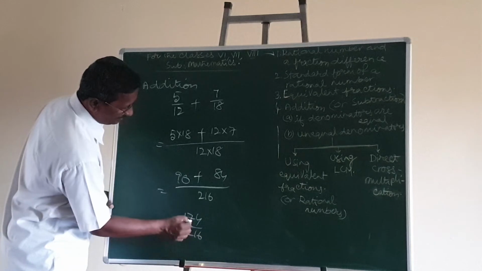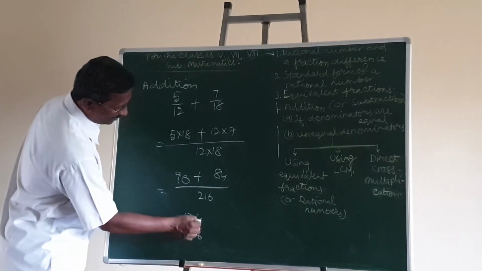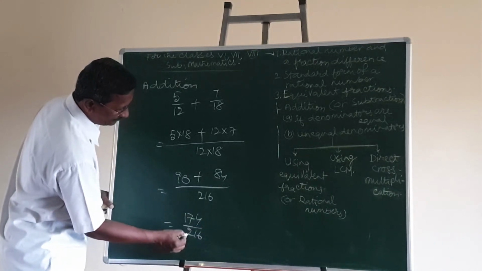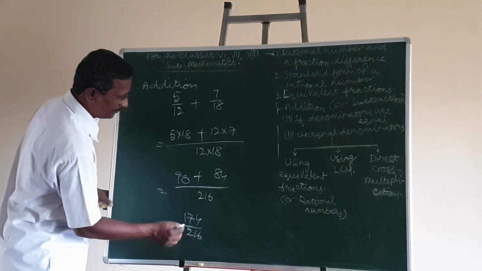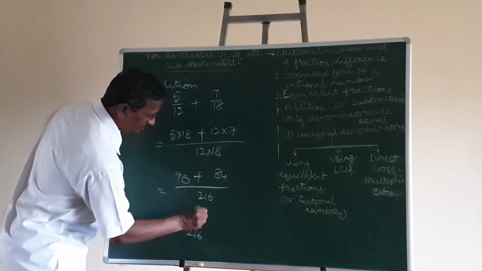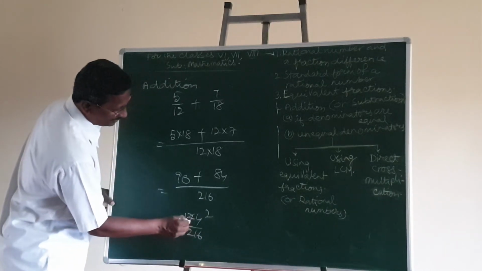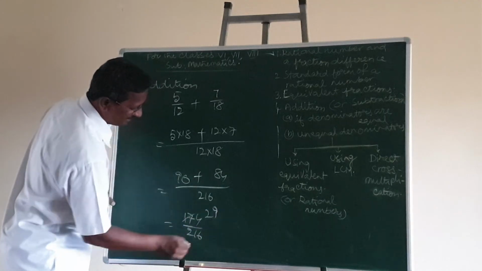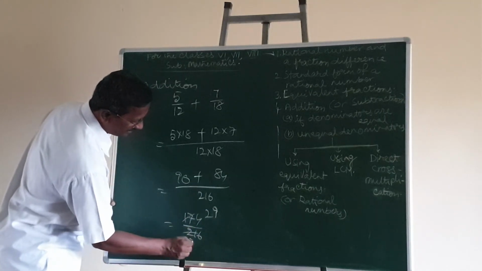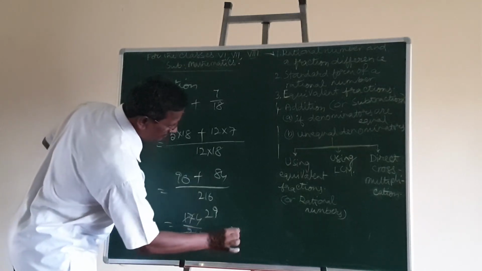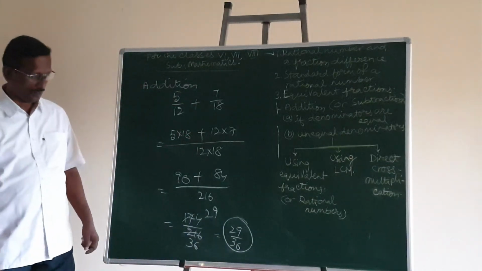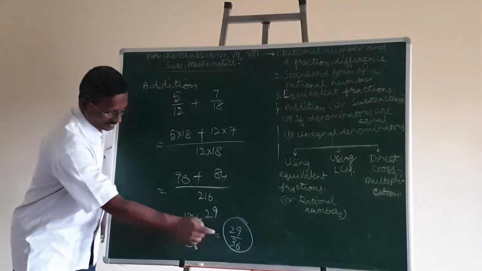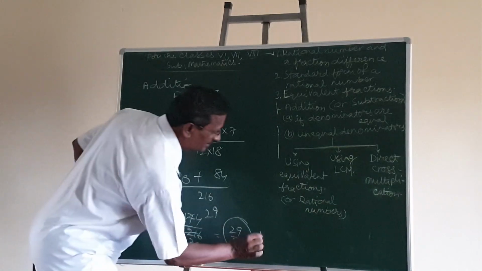Here, 16, 8 plus 4, 12, 3 and 2. 6 is the common factor. 6 twos are 12, 6 nines are 54, 6 threes are 18, 6 sixes are 36. This is 29 upon 36. On cancelling the common factor 6, we get 29 upon 36 as the answer.